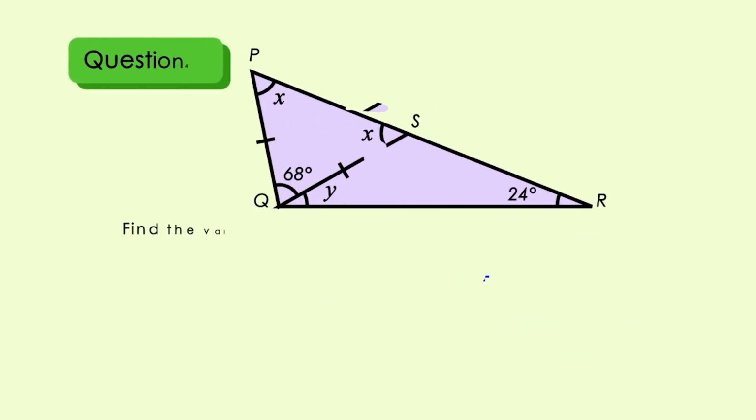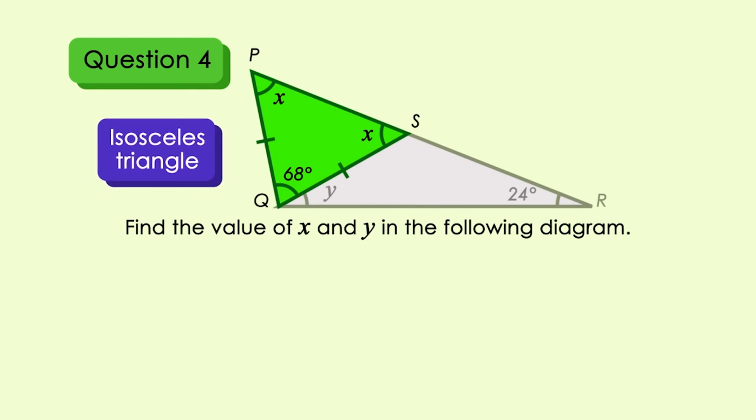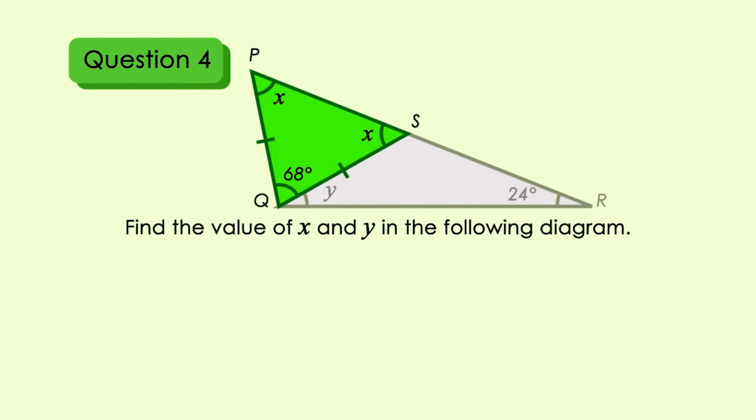Let's look at another question. Find the value of X and Y in the following diagram. We will first find the value of X. I will highlight the triangle that has the value of X as follows. Can you see that this is an isosceles triangle? Why? There are two small straight lines that indicate that the sides are of the same length. Hence, the value of X at point P is the same as point S.